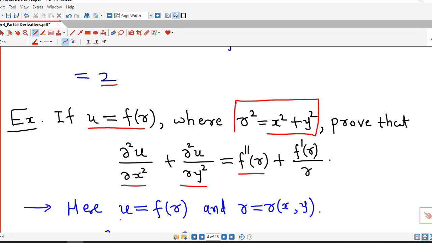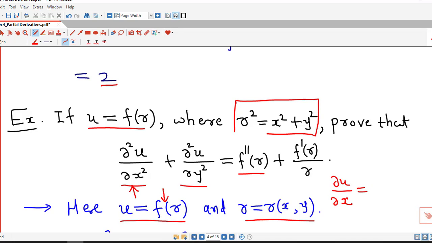So this is also an application of chain rule. Here u is directly a function of r and r is a function of x and y. Therefore u is indirectly a function of two variables x and y. So we can talk about partial derivatives of u with respect to x and y. Now to find the second derivative of u with respect to x, first we have to find the first order partial derivative of u with respect to x.